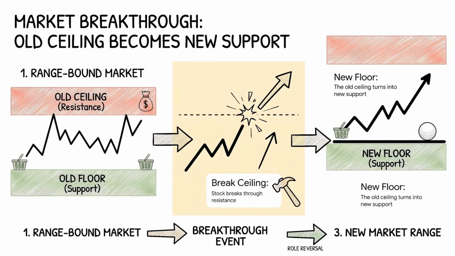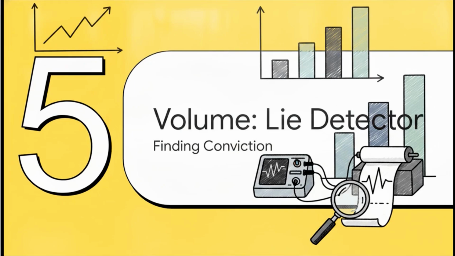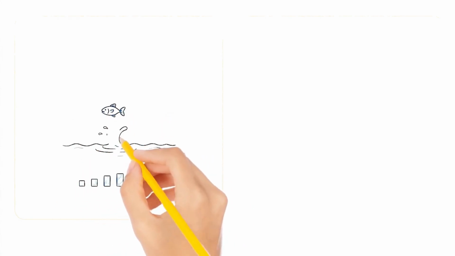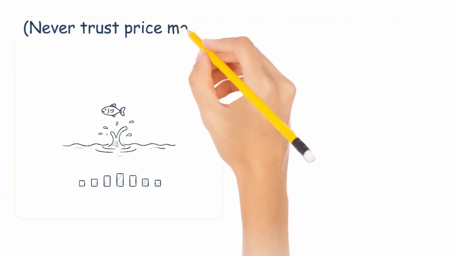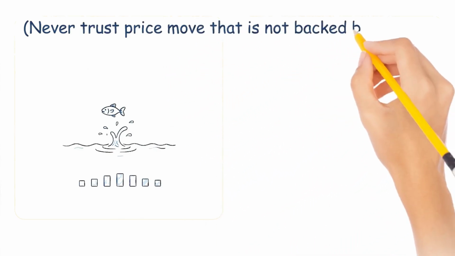All right, let's check out part 5, volume, our lie detector. So, we've talked about price, we've talked about trends, and we've mapped out our floors and ceilings. But to really trust what we're seeing, we have to look all the way down at the very bottom. See those simple vertical bars? That's volume. It represents the sheer number of shares being traded. Volume is your ultimate lie detector test because it shows you the true conviction behind any move.